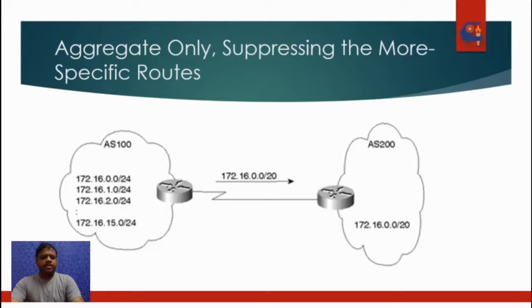172.16.0.0/24 up to 172.16.15.0/24. This includes 172.16.0.x, 172.16.1.x, 172.16.2.x, and so on. The list of specific prefixes can be summarized in the range 172.16.0.0/20. You could see such aggregated route is exchanged to Autonomous System 200. This aggregate of 172.16.0.0/20 is sent out and all the more specific prefixes are suppressed.